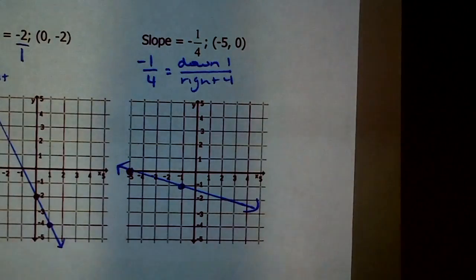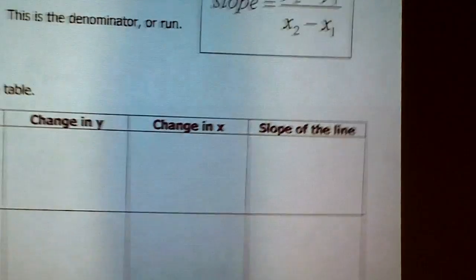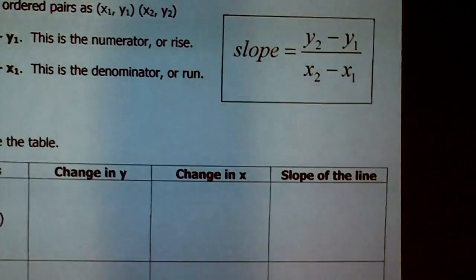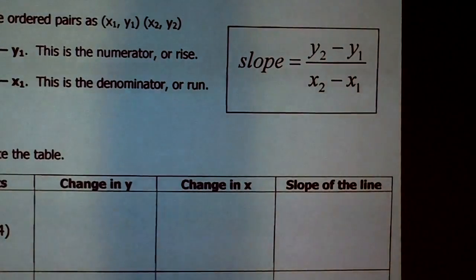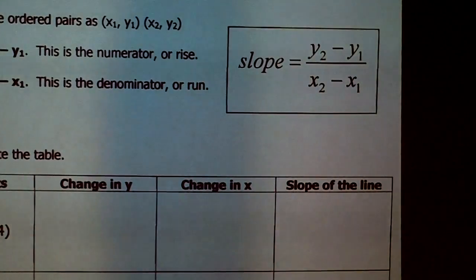Okay. Last but not least, we have introduced you to our slope formula of y2 minus y1 over x2 minus x1. At this point, we're going to require you to use it. So you kind of see why it works, how it works. Now, without a graph, given 2 points, I want you to be able to find the slope of a line. So again, I have little steps for you. You can just follow along on the steps. I think that's very helpful.